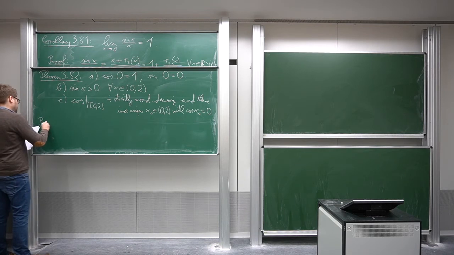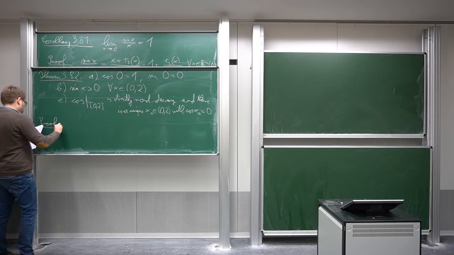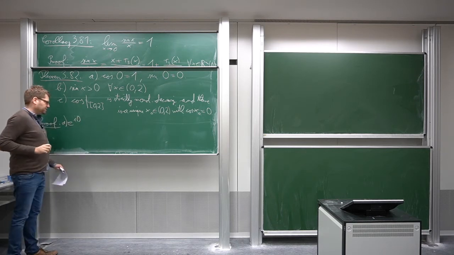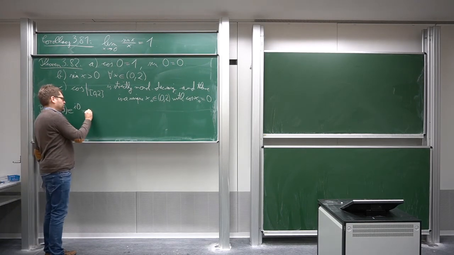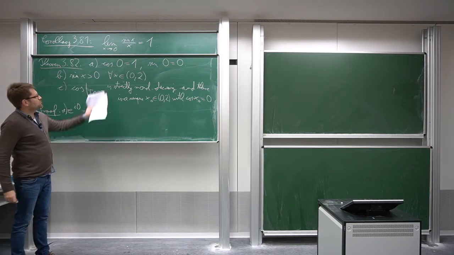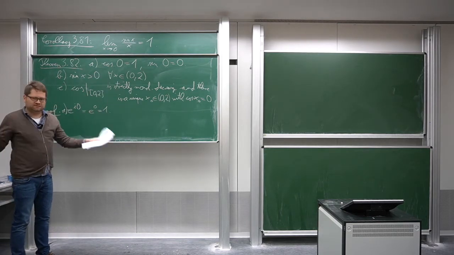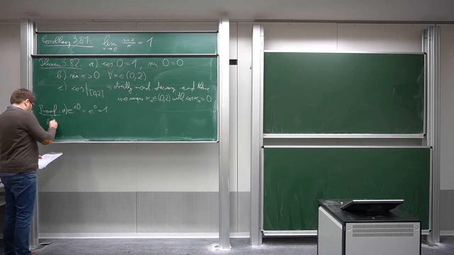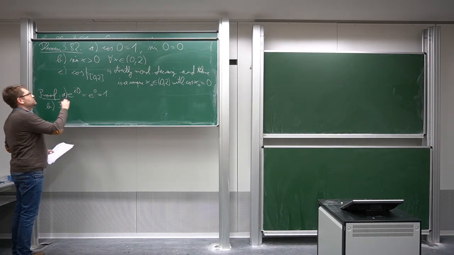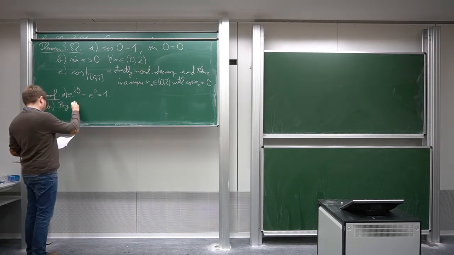The first one is basically trivial. Namely, we have the real part and the imaginary part of e to the i times 0. This is, of course, e to the 0, and this we've checked to be 1. The real part of this is 1, the imaginary part is 0, done. Okay, part B. Here we again use a smart estimate, namely the same as we used in the proof of the previous corollary.